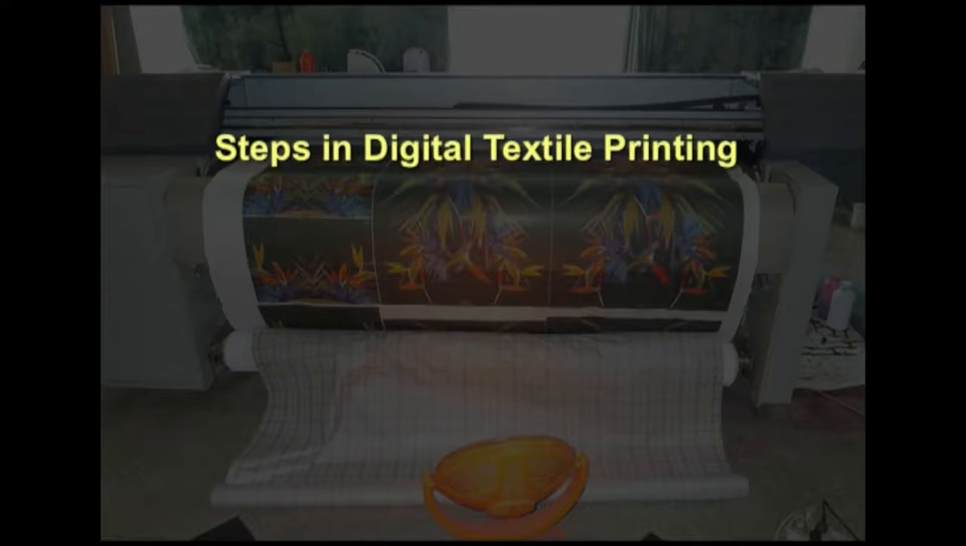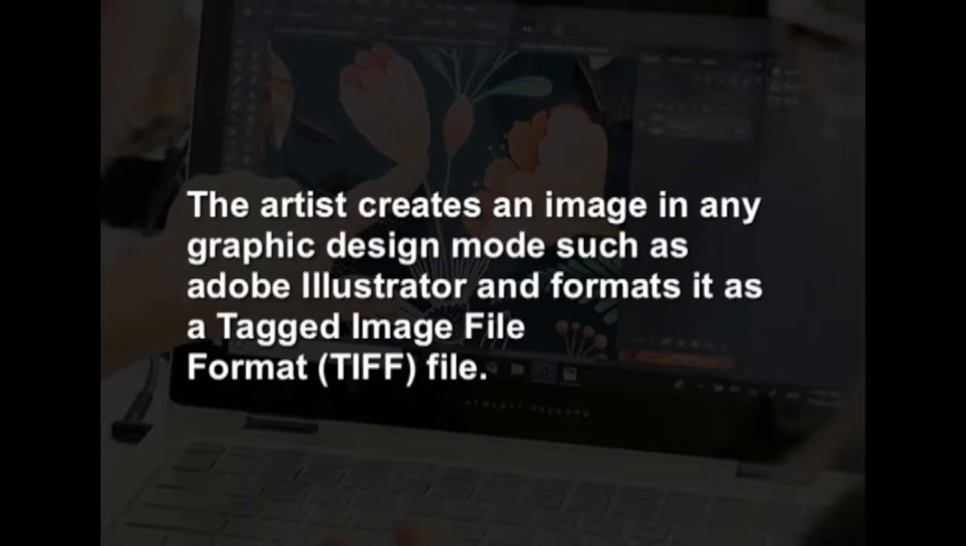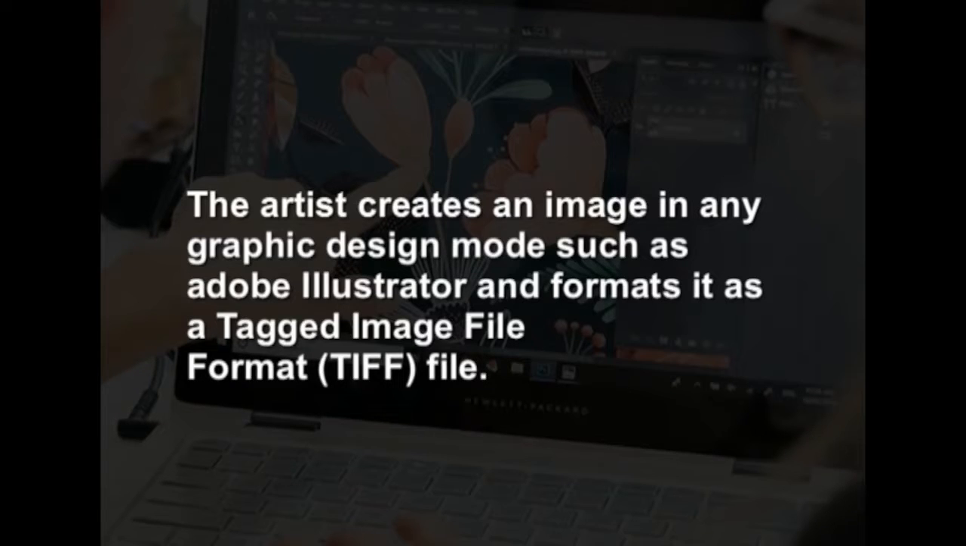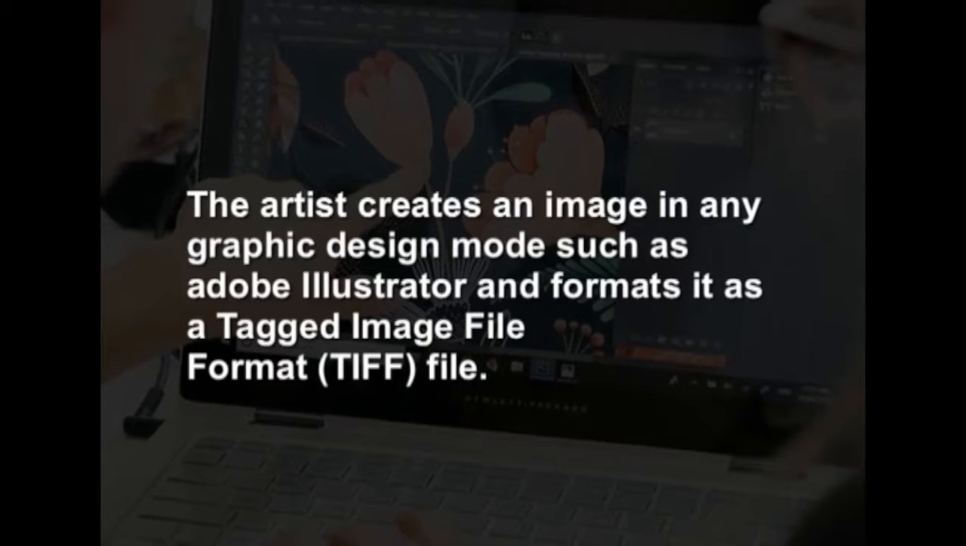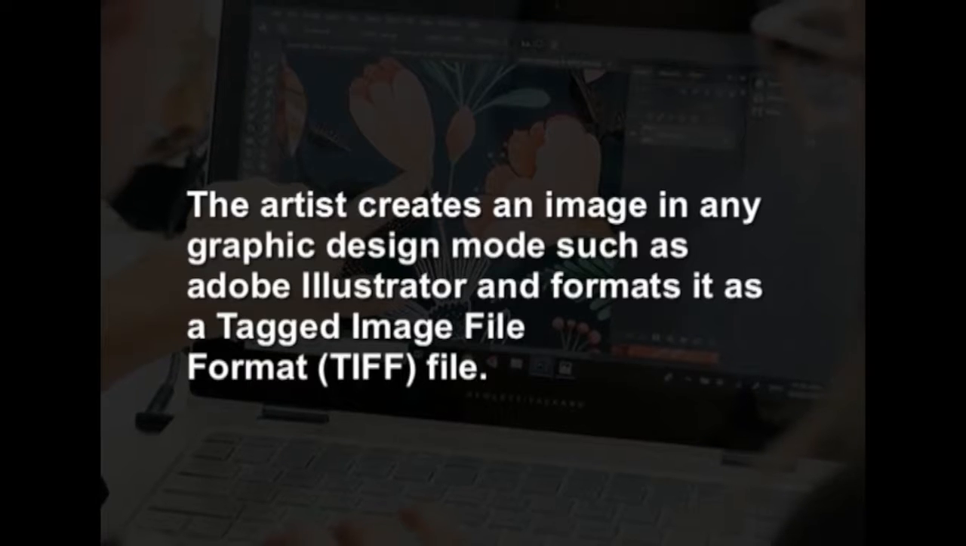And let us see now what are the steps in digital textile printing. The first step is the design development. Whenever we want to go for printing, we have to look for the design. So, the artist creates an image in any graphic design mode such as Adobe Illustrator and formats it as a tagged image file format or TIFF file. This file format is preferred by artists as it stores all the details of the image compared to JPEG format, even though it takes up more space than JPEG images.